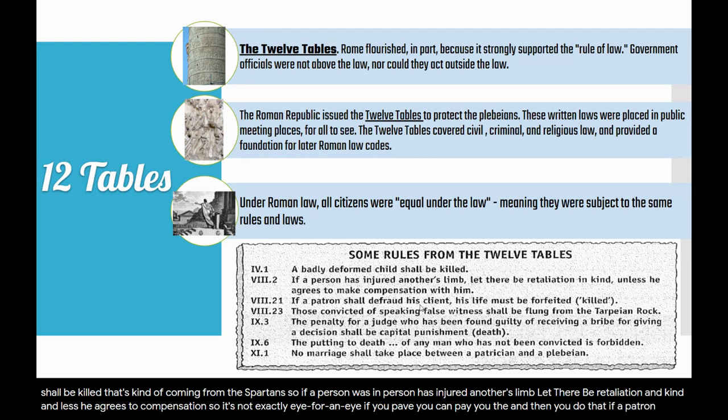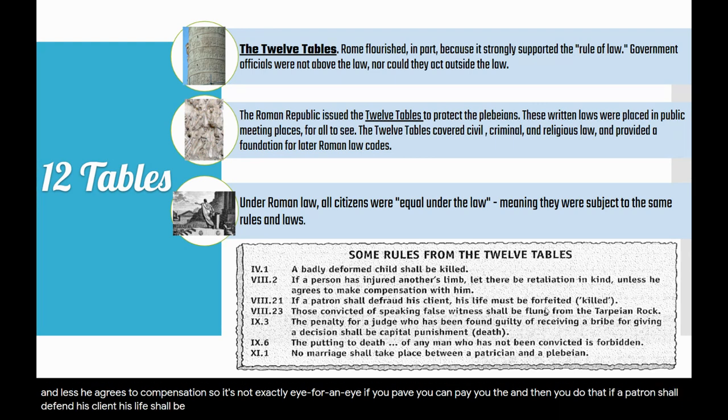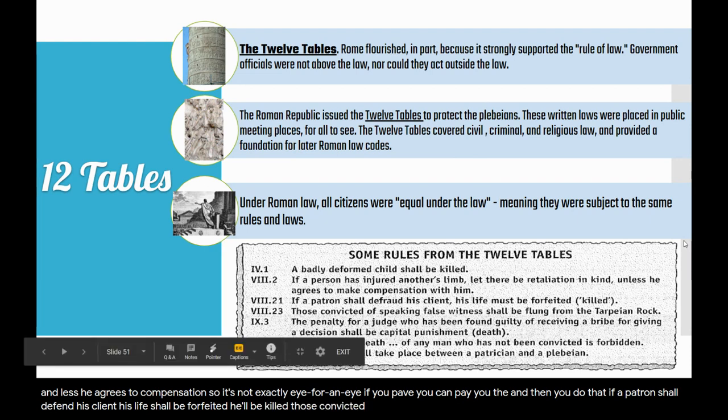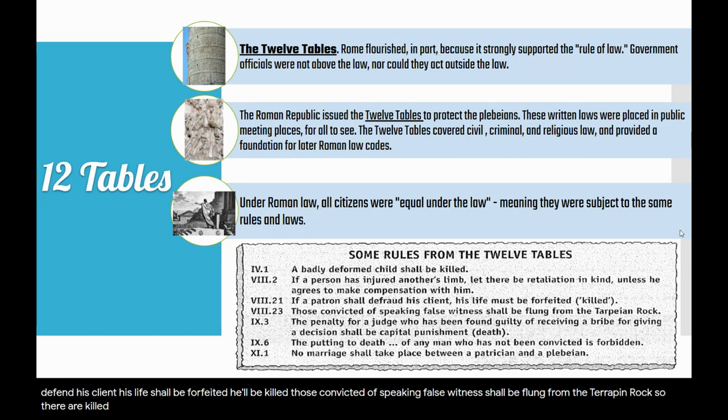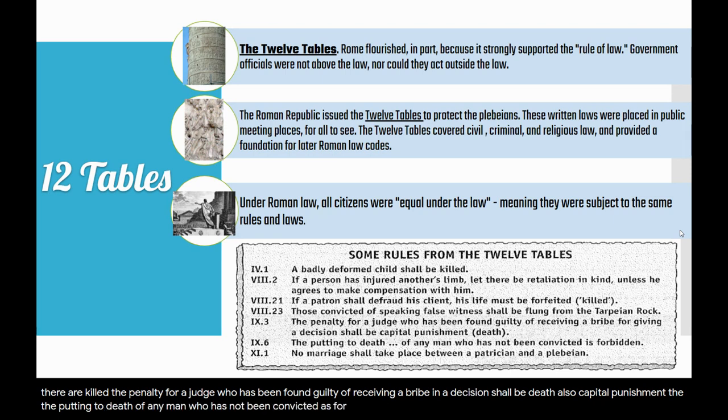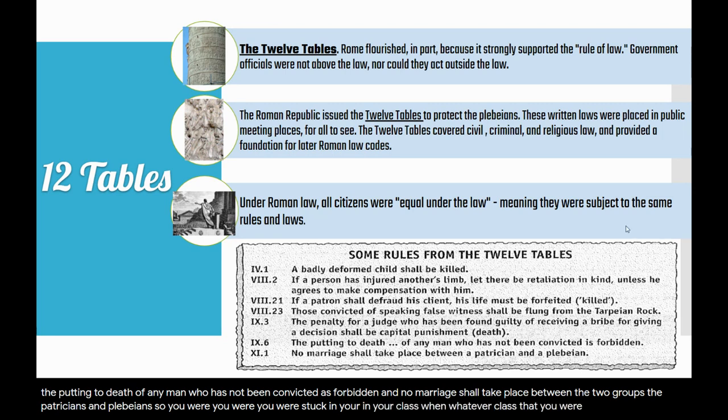If a patron shall defraud his client, his life shall be forfeited, he'll be killed. Those convicted of giving false witness shall be flung from the Tarpeian Rock, so they're killed. The penalty for a judge who has been found guilty of receiving a bribe in a decision shall be death, also capital punishment. The putting to death of any man who has not been convicted is forbidden, and no marriage shall take place between the two groups, the patricians and plebeians. So you were stuck in your social area in your class, whatever class that you were born into.